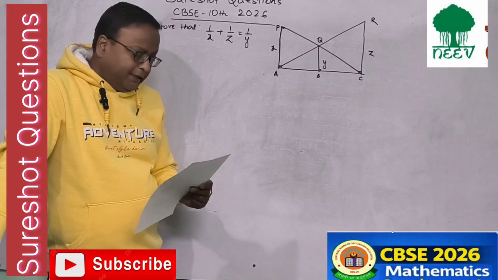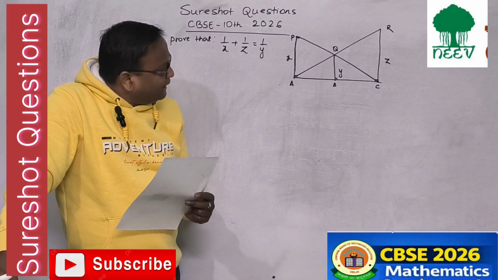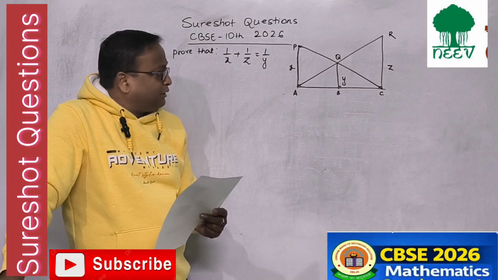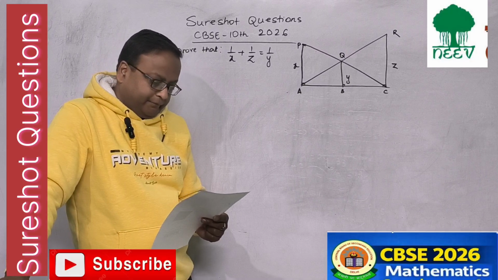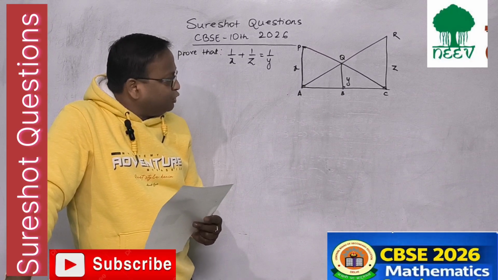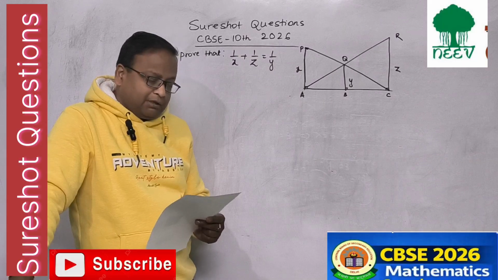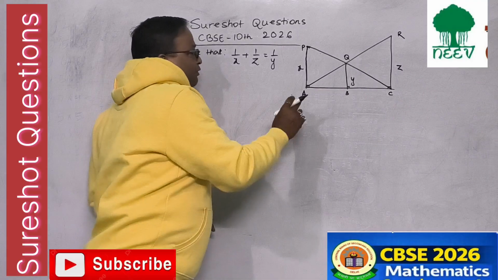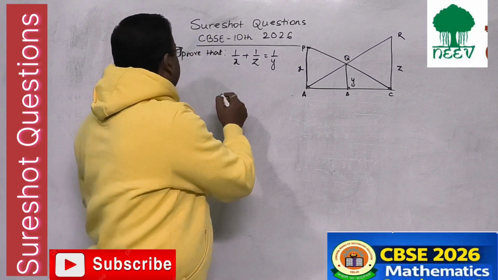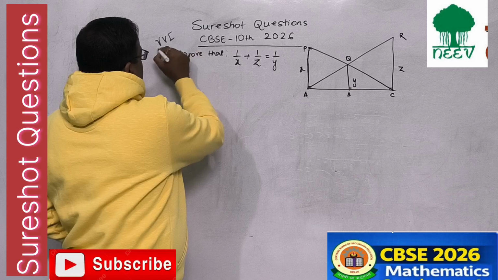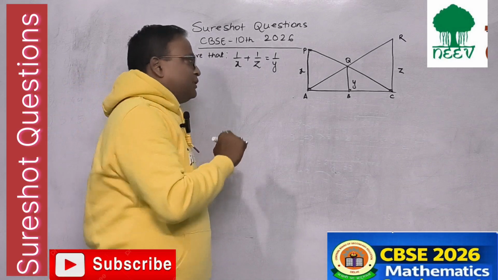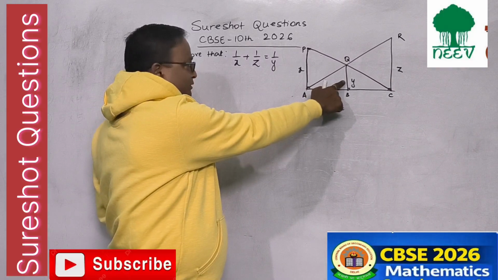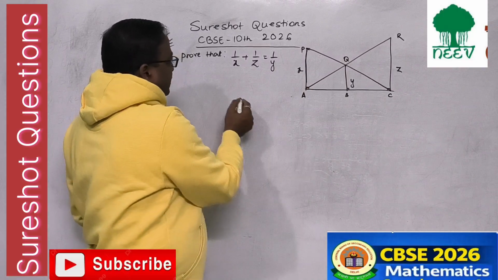So let's solve question number 10. In the given figure, PA, QB and RC are perpendiculars drawn to AC. If AP is equal to x, QB is equal to y and RC is equal to z, then we need to prove that 1 by x plus 1 by z is equal to 1 by y. Please focus on that, and remember, this will be the shortest line. Always remember.